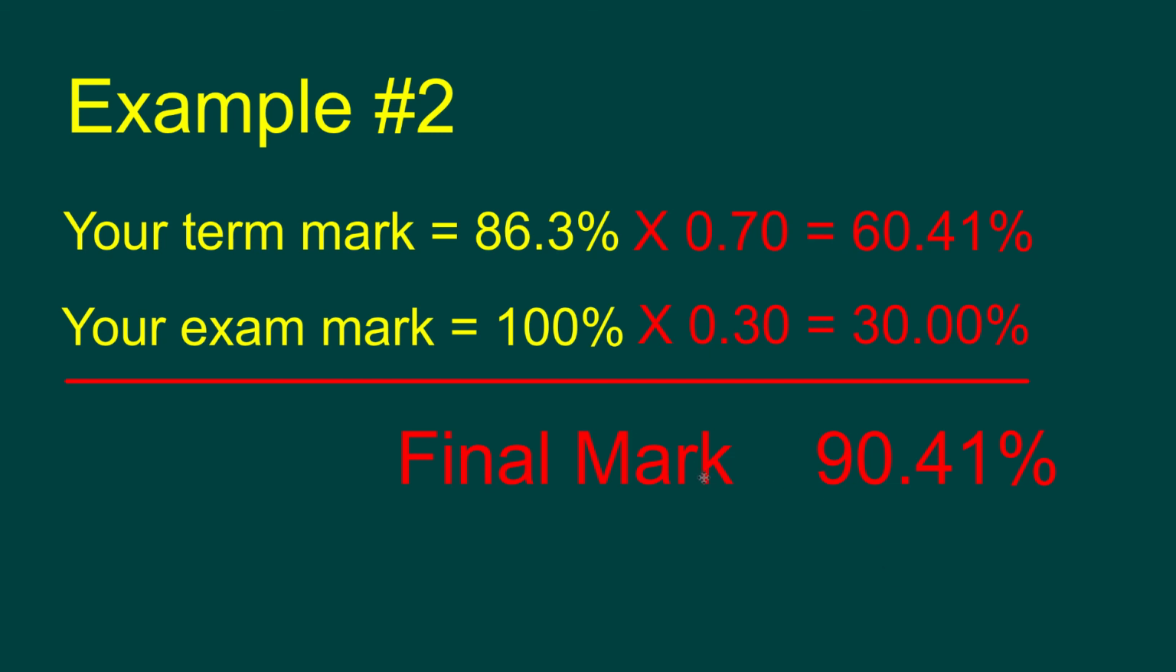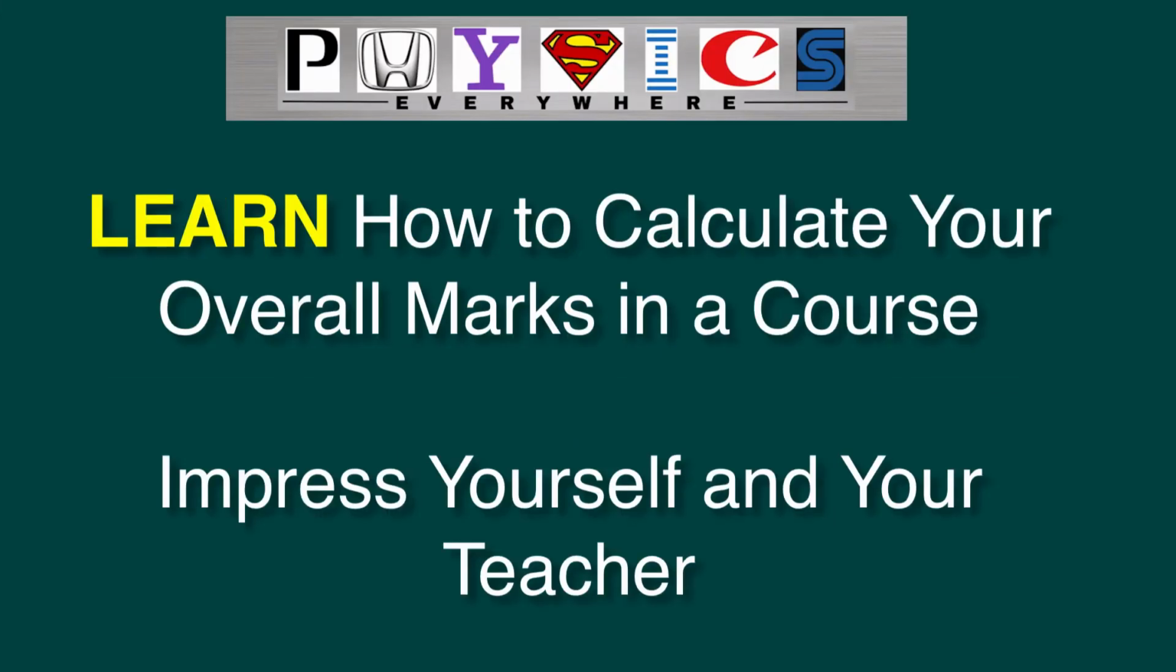Now, a lot of students will say, well, that doesn't make sense. It only went up a little bit, and that is simply because you already have a very high mark. So you're almost at a 90, you're getting 100% on the exam, but it's worth 30% of the overall. So the maximum this person can possibly get is 90. So once again, learn how to do these calculations, impress yourself and impress your teacher instead of just using an app to figure out your final mark.